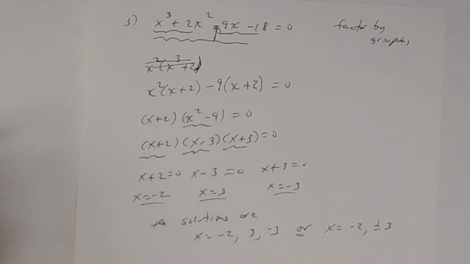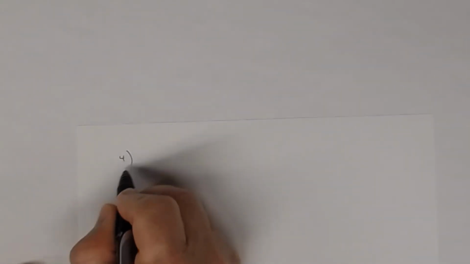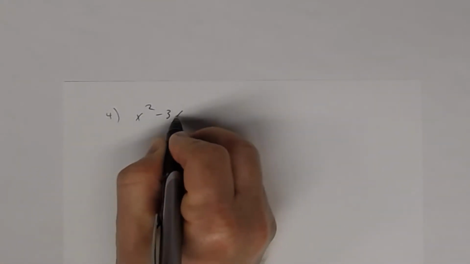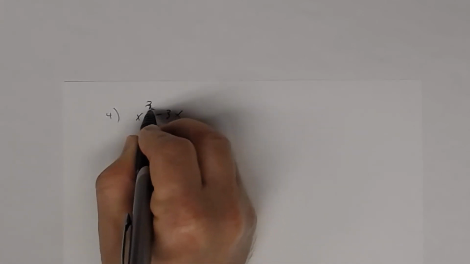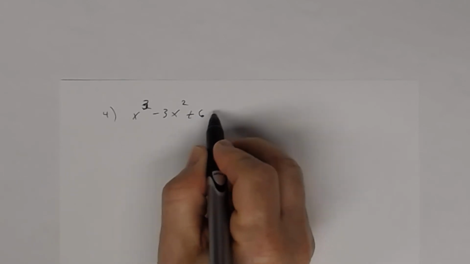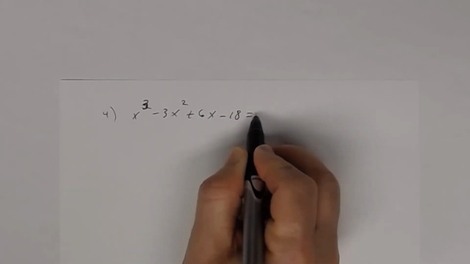And then finally, let's look at number 4. It's not a very difficult process because you know all about factor by grouping, and so you just have to use that here. So number 4, we have this equation: x squared minus x cubed minus 3x squared plus 6x minus 18 equals 0.